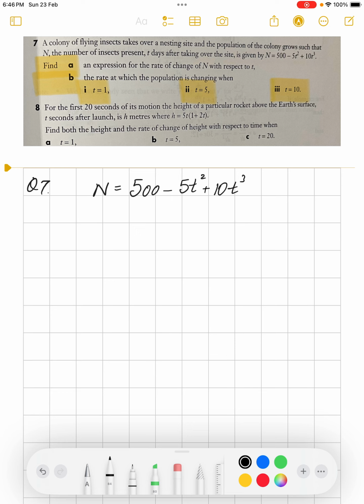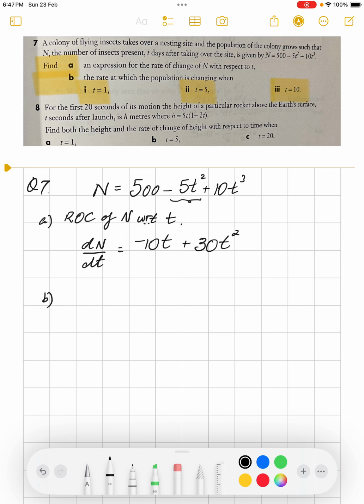We need to find an expression for the rate of change of n with respect to time. So we do that by getting our dn/dt, and so the derivative of 500 is 0. The derivative of negative 5t squared is negative 10t, because 5 times 2 is 10. Drop the power down, the index down to 1, and 10 times 3 is 30, and the 3 drops down by 1 to 2. So there's part A.